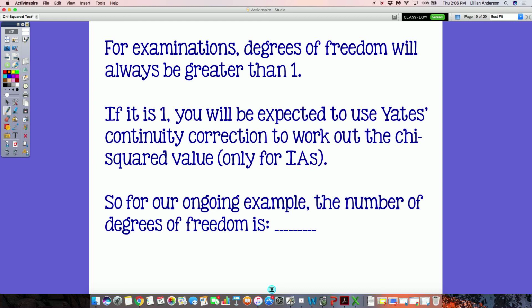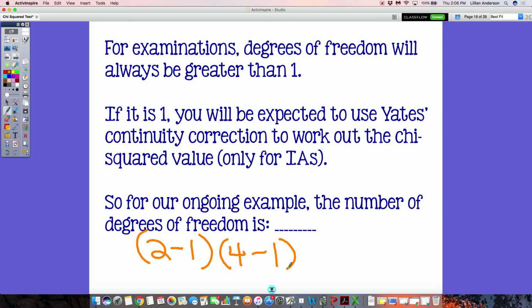So for our example, how many rows do we have? 2. Rows go across, so we have male and female, right? So it's going to be 2 minus 1. And then how many columns do we have? We have 4 different colors: blue, black, white, and red.